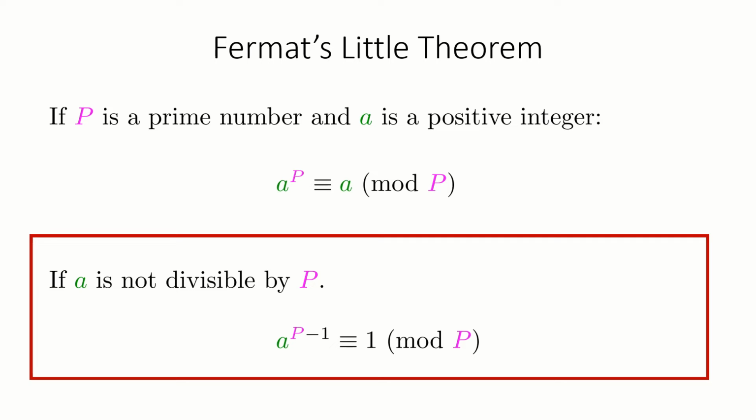It is important to note that the converse of Fermat's theorem is not true. These equations can also hold for composite integers instead of a prime number p. But if p is a prime, these equations will always hold. Let us look at some examples.